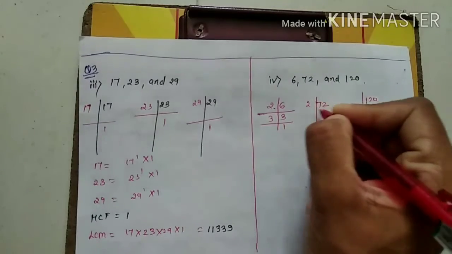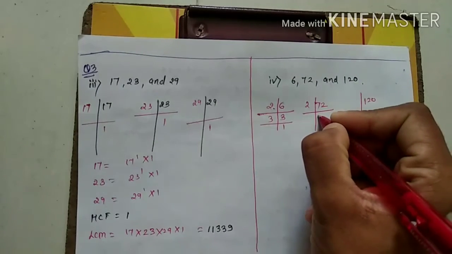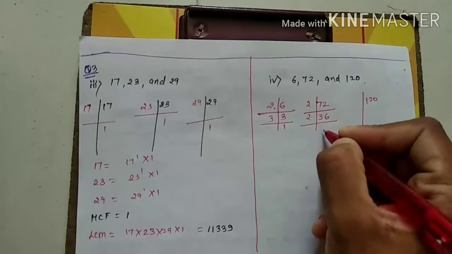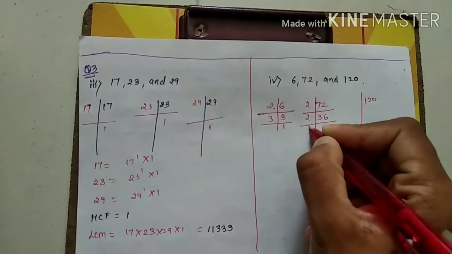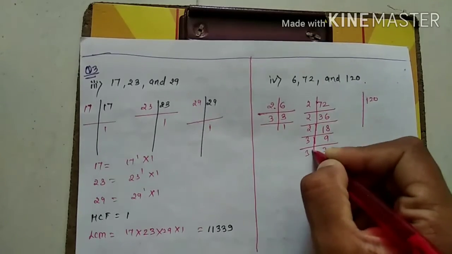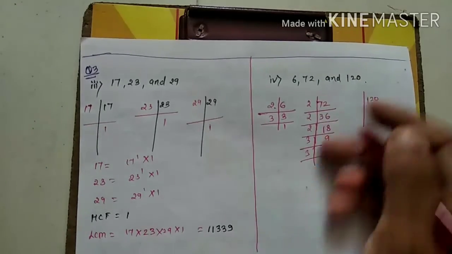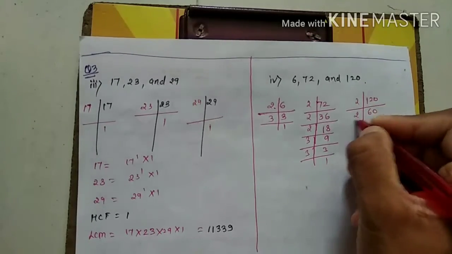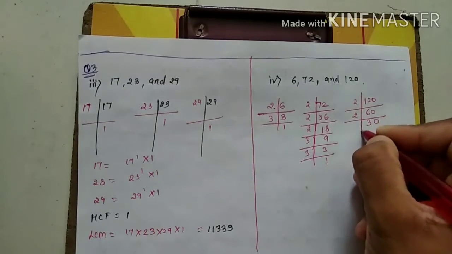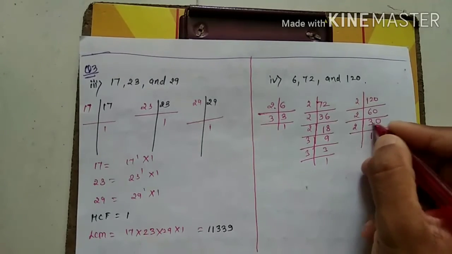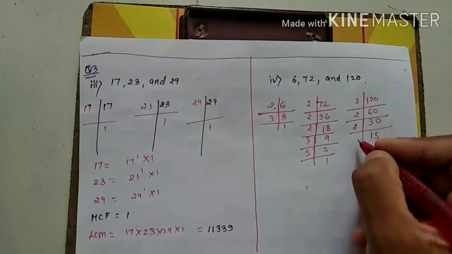After that, this I will go with the 2. 2 2s are 4, 2 3s are 6, 2 6s are 12, 2 8s are 16, 2 9s are 18, 2 3s are 6, 2 1s are 2. 120, 2 2 6 are 12, 60, 2 3s are 60, 2 1s are 2, this carry 2 15s are.